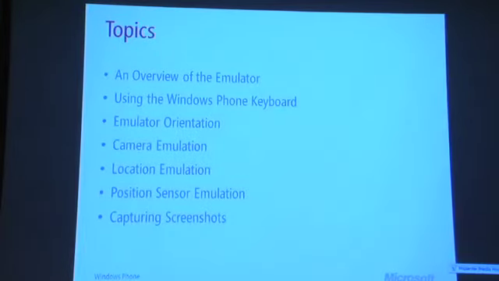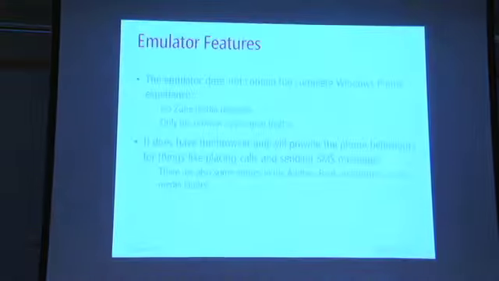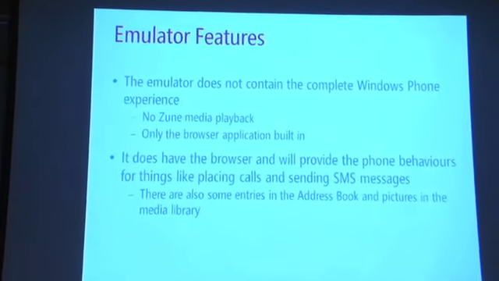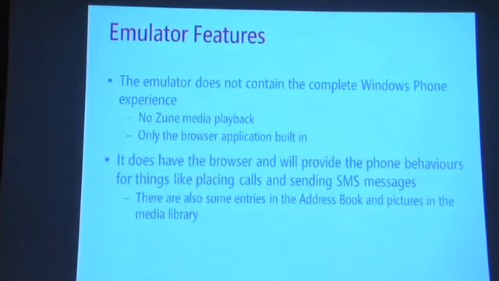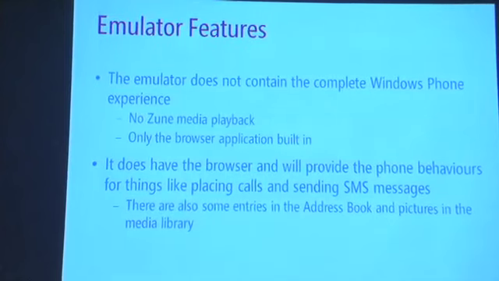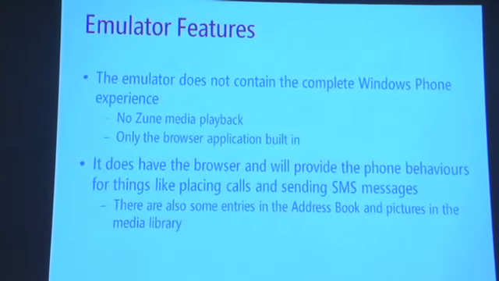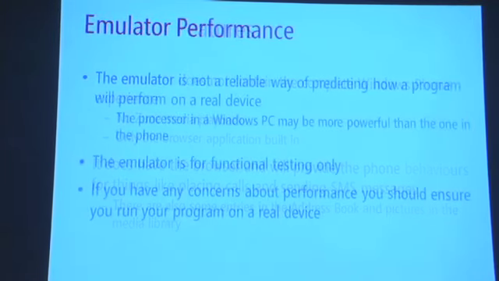Overview of the emulator. We're going to go through camera, location, position. Sort of these quick and easy things that you could do with geolocation, with maps, something nice and quick. Especially when you're building apps, you just want to get right into it, which is pretty cool about the SDK here. There is no Zune Media Playback for the emulator, so that's where you're going to need your phone. And things like placing calls and SMS text messages, you can't do that through the emulator.